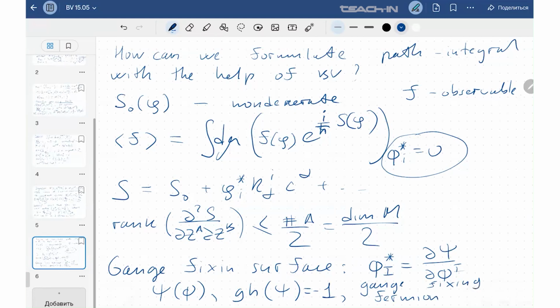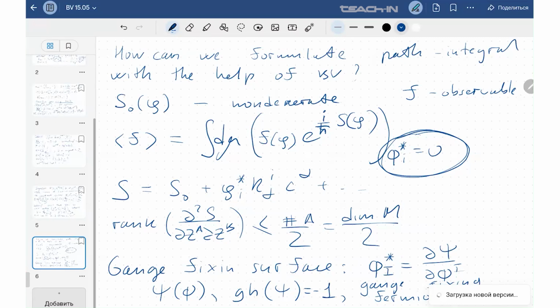So you see, it's a generalization of what we had in the naive situation of a non-degenerate system. In that case, this psi, this gauge fixing fermion, is just 0. And we get phi star equals 0.